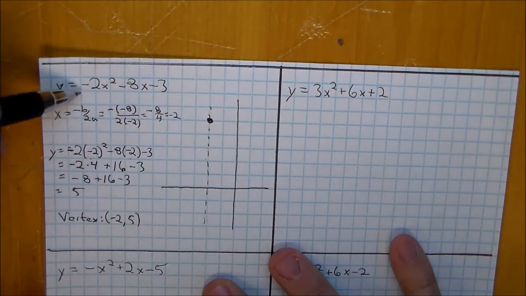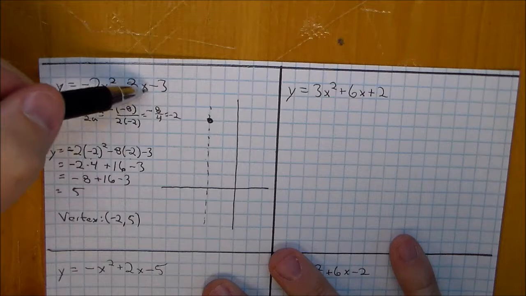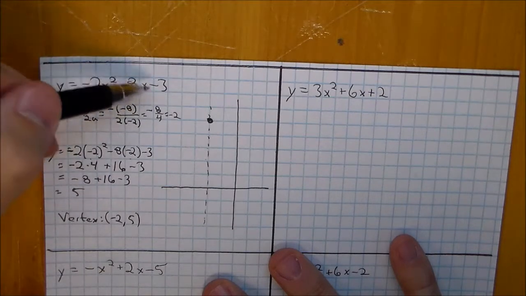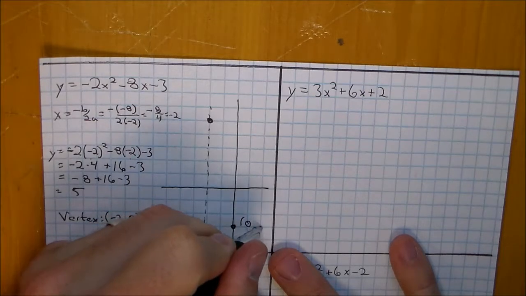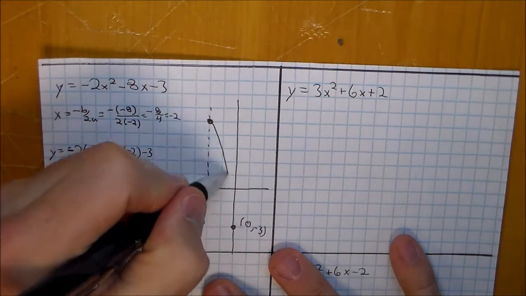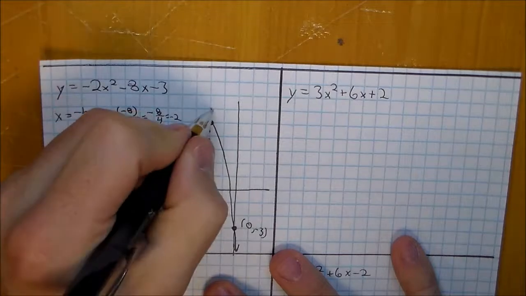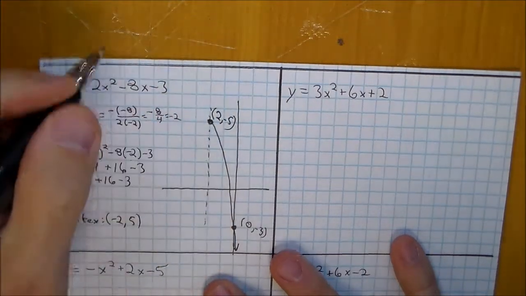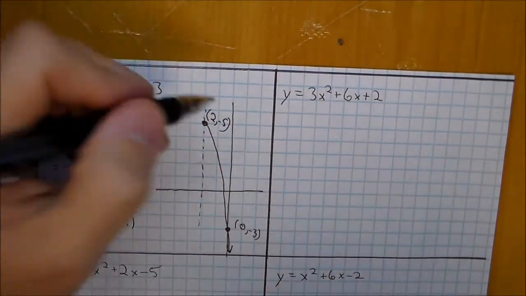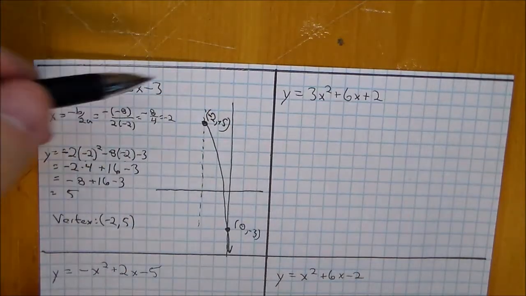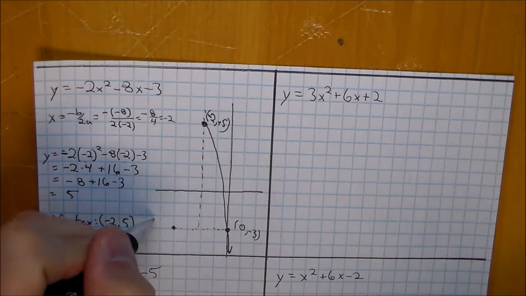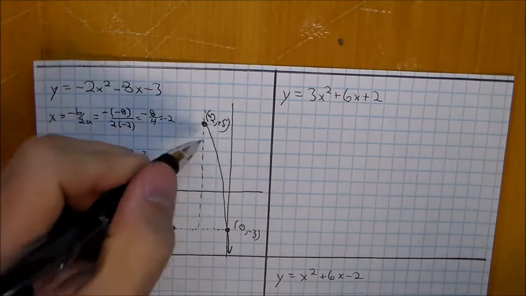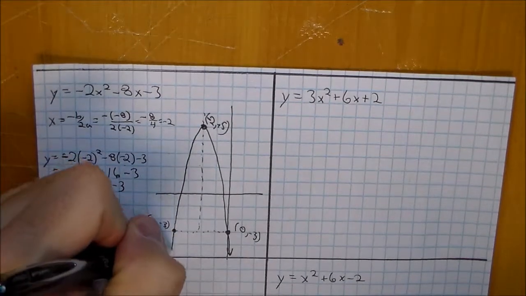It opens down. It's more narrow because of the 2, but really we can use that 3 at x equals 0. 3 is our y-intercept, which is right here at 0, negative 3. We had negative 2, 5. Now from here I'm going to reflect it over, and that goes over to the point of negative 4, negative 3. And we have our parabola.